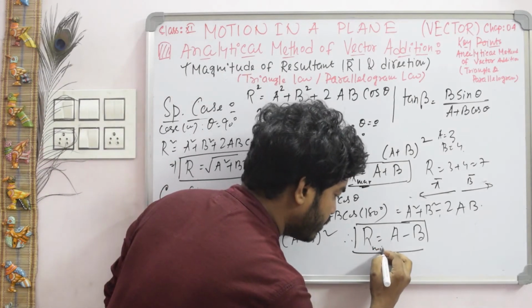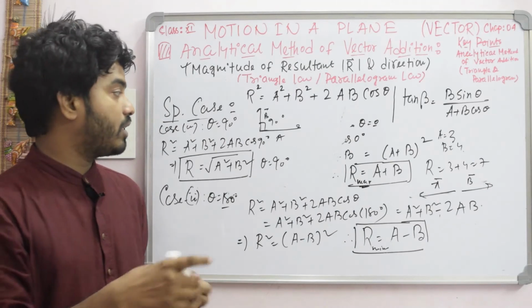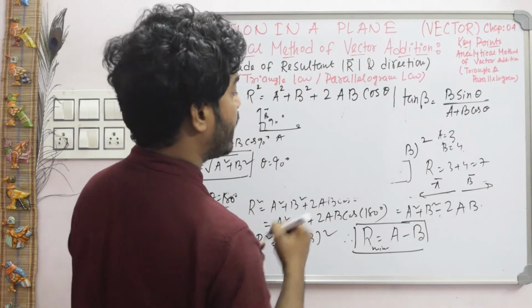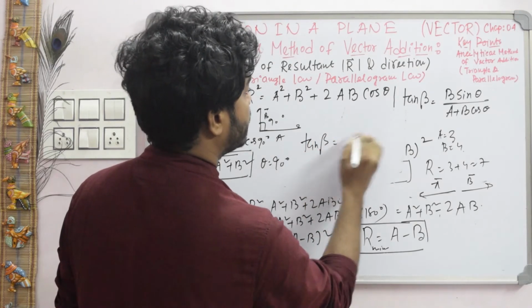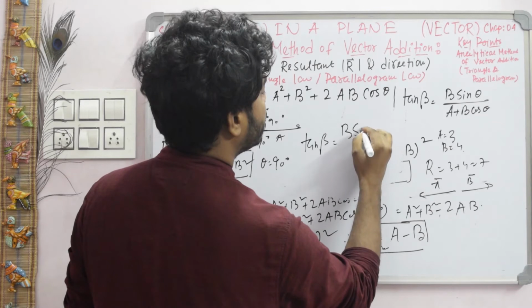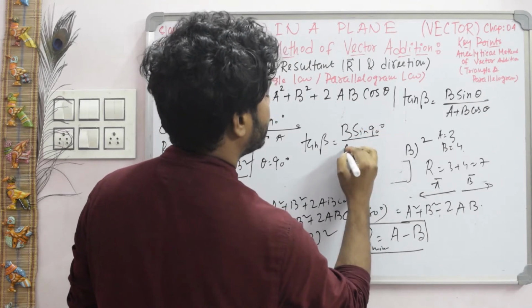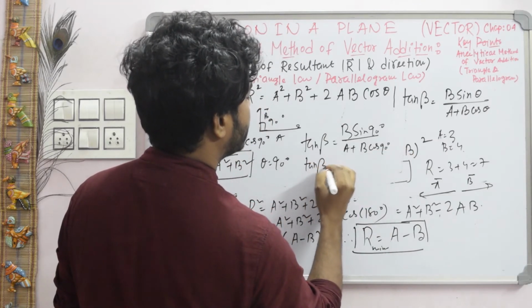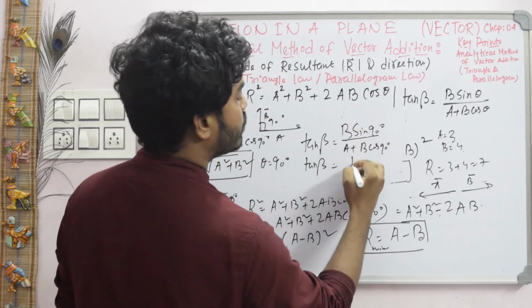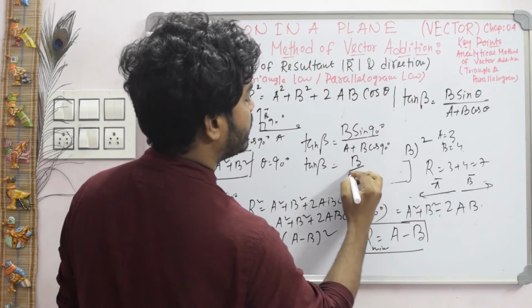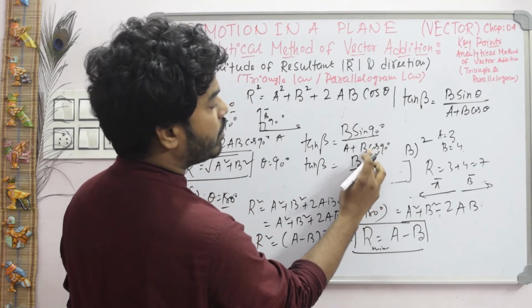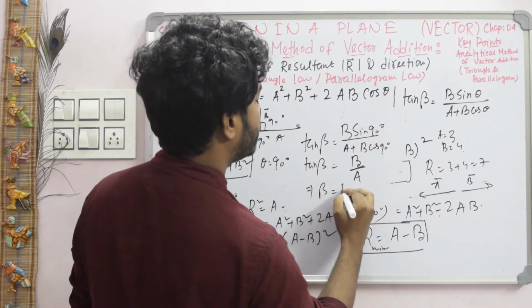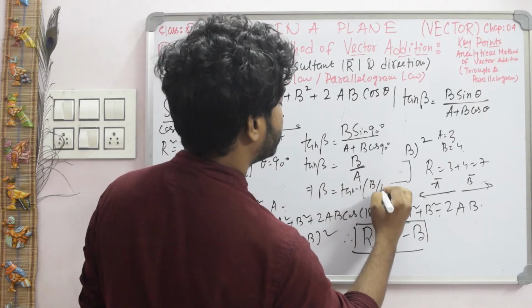When theta is equal to 180 degrees, what is the condition for beta here? You just see what is the value of tan beta. Tan beta is equal to b sin 90 divided by a plus b cos 90. So tan beta is equal to b divided by a, since sin 90 is 1 and cos 90 is 0, so 0 into b is 0. So tan beta gives b by a, and beta is equal to tan inverse b by a.